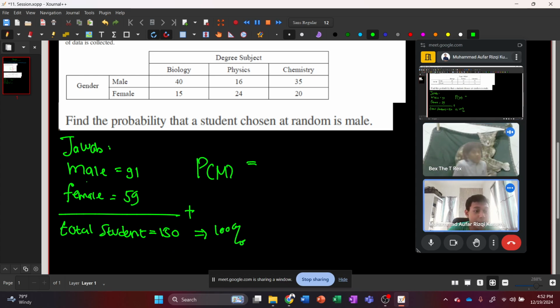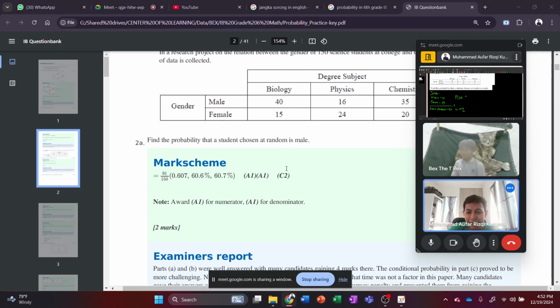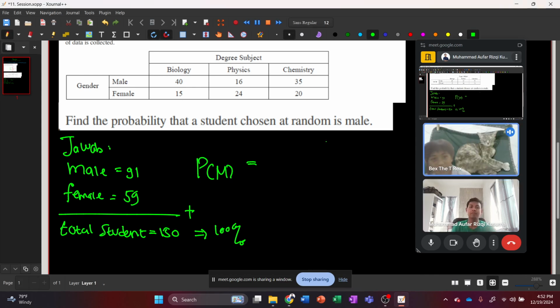So we want to find the male, right? So the half, 50% of the students. Ooh, this is hard. I know that the total student is 150, and the half of the total of students is 75.